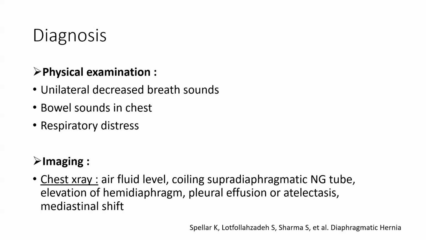In chest radiograph, there is evidence of air or air fluid level within the hollow viscus overlying the thorax, with the classical finding of coiling of the supradiaphragmatic nasogastric tube, and also abnormality in the contour, shape, position or elevation of the hemidiaphragm, pleural effusion or atelectasis, and also mediastinal shift.